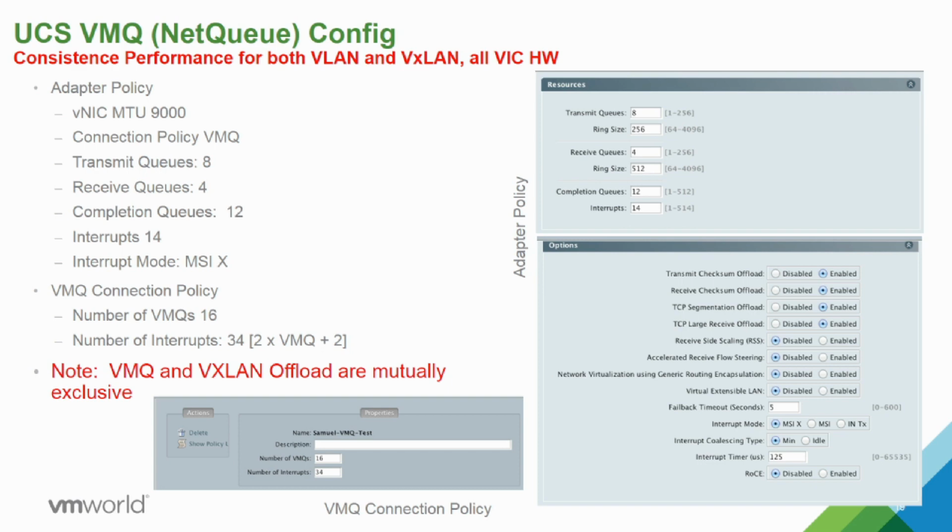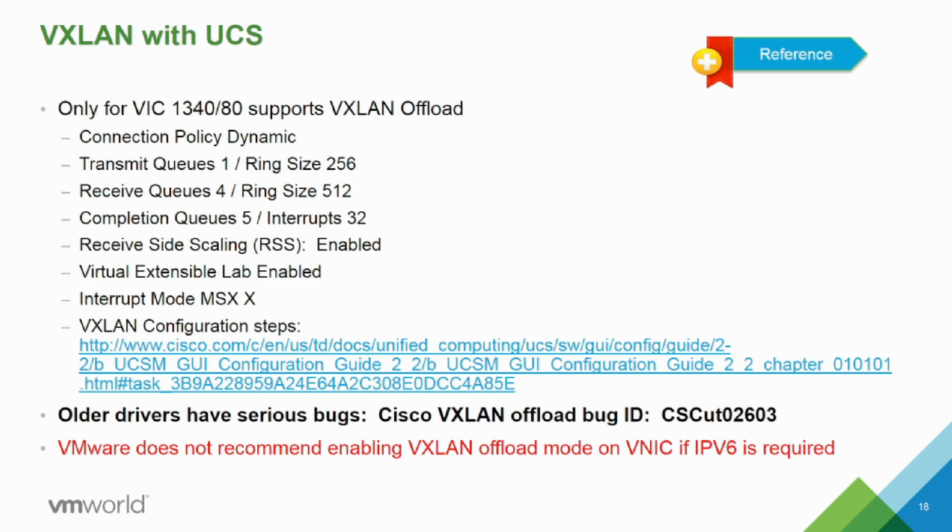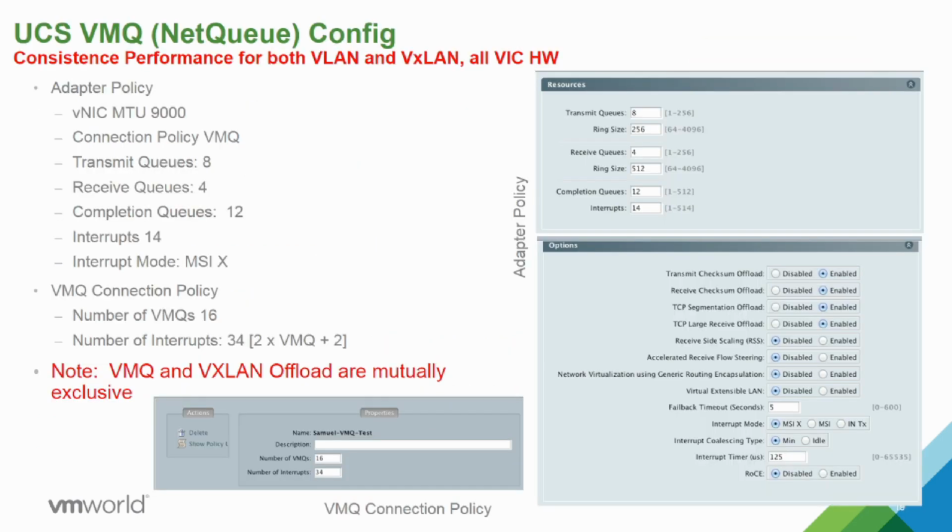Now Cisco, my brother-in-arms, may tell you differently, but they are very well aware of the previous slide. So normally you should not find any contradictions. Once they fix this piece and you have a general fleet of 1340 and 1380, you can get rid of it, because VMQ, NetQ, they call it VMQ, and VXLAN offload are mutually exclusive.